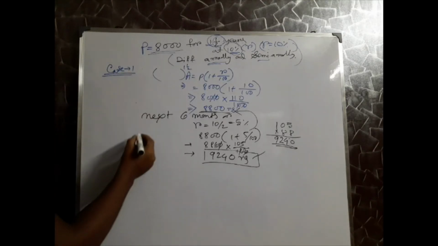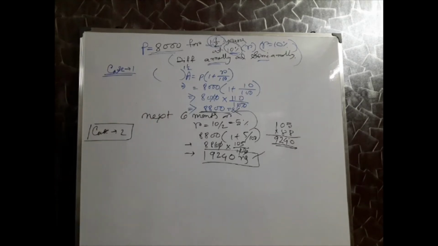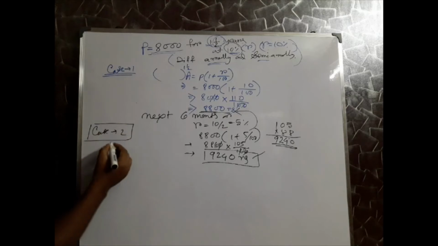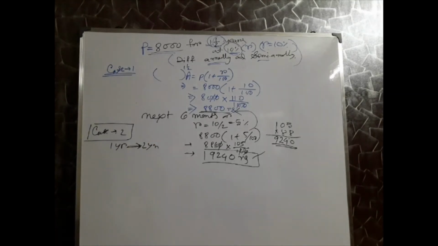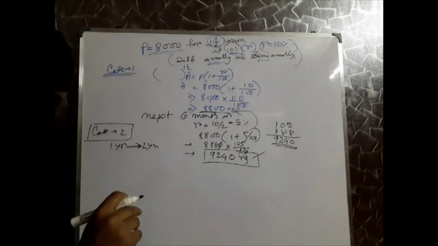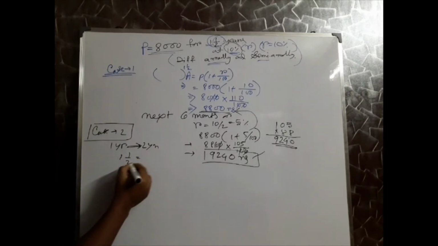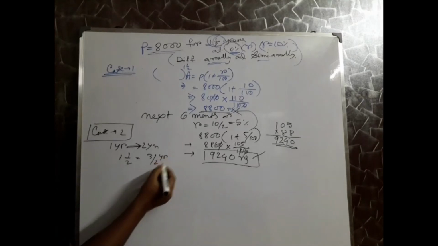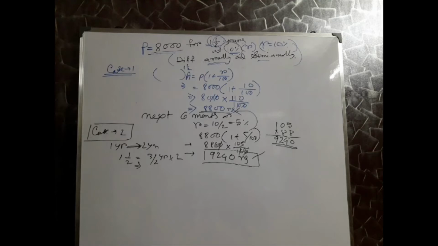I already told you about 1 year. Case 2 is calculated half-yearly. Half-yearly means twice in a year. Think about it, twice in a year. So that means 1 year is actually considered 2 years. In the case of half yearly, you have to multiply by 2. So don't go there, just think about it. 1.5, that means 3 by 2 here. So 3 by 2 you have to multiply by simply 2. Why? Because we are now calculating for the half-yearly case.